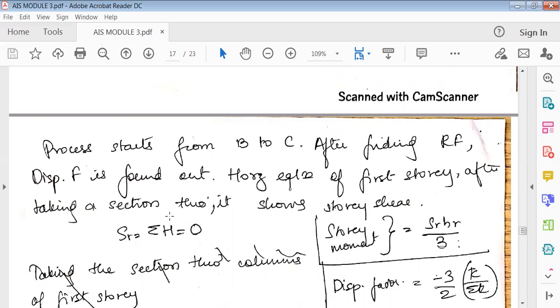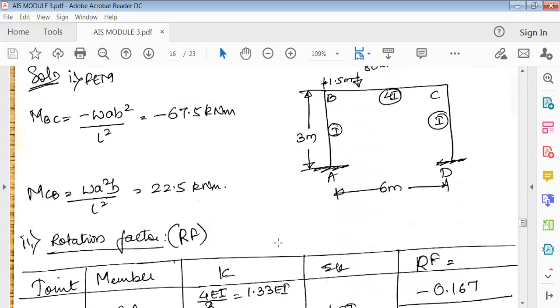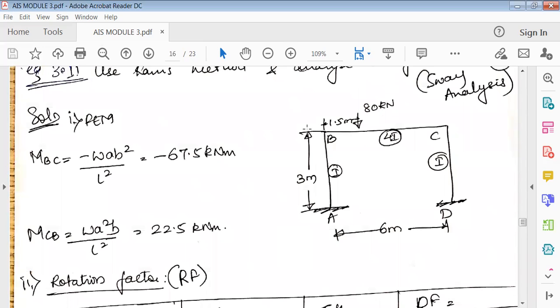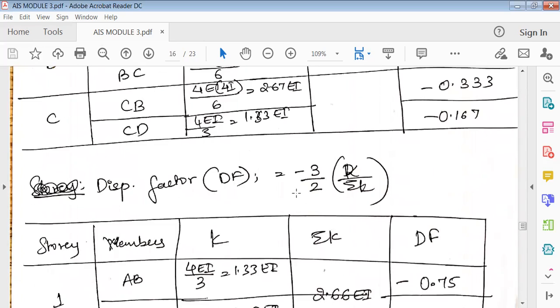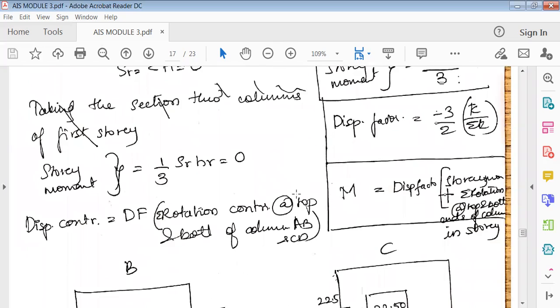That is nothing but the sum of moments of all the horizontal forces. Now to find the story force, you need to find the story moment. Story moment is nothing but the story force SR, also called story shear force, into HR, divided by 3. All right, see here, it is like this. Story force we need to find out, height H divided by again 3. Why 3? Because you're taking the height of the member. So the story moment is 1/3 of story shear into HR, and this should be equal to 0.